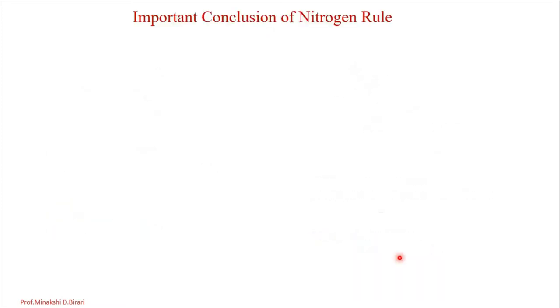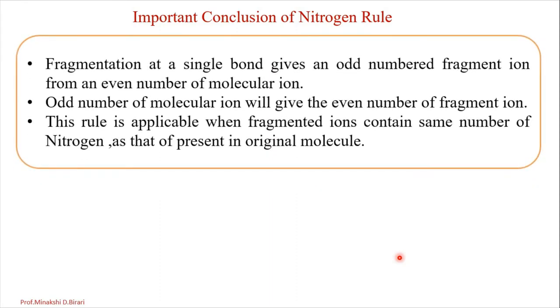Now let us see the important conclusion of the nitrogen rule. As we have studied, the effect of nitrogen atoms on the mass of the molecular ion in mass spectrometry is called the nitrogen rule.